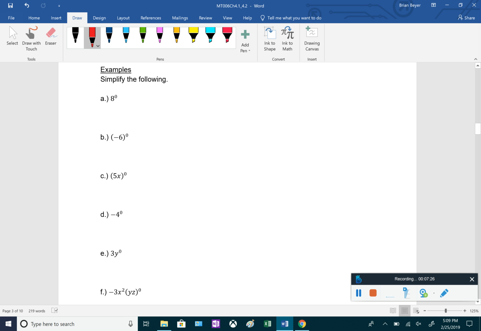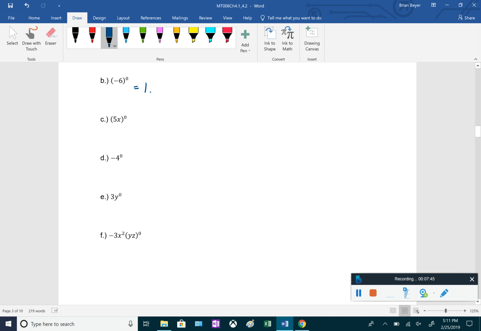So let's do a couple of these examples. For the first one, we have 8 to the 0. So this one's pretty simple. Anything to the 0 equals 1. Next one, we have negative 6 to the 0. Once again, pretty simple. The whole thing is raised to the 0 power. So that's just equal to 1 again. Then 5x to the 0. That whole thing is raised to the 0, so it's 1.